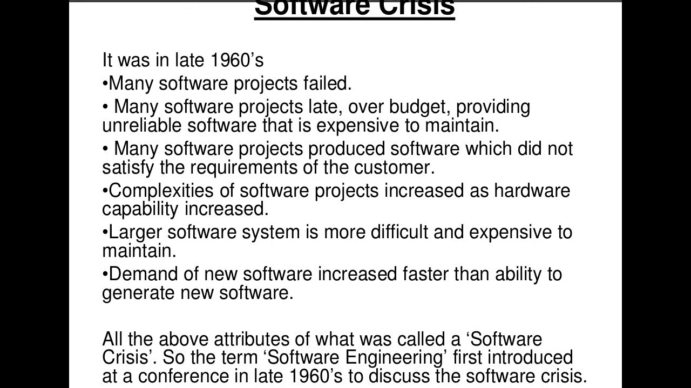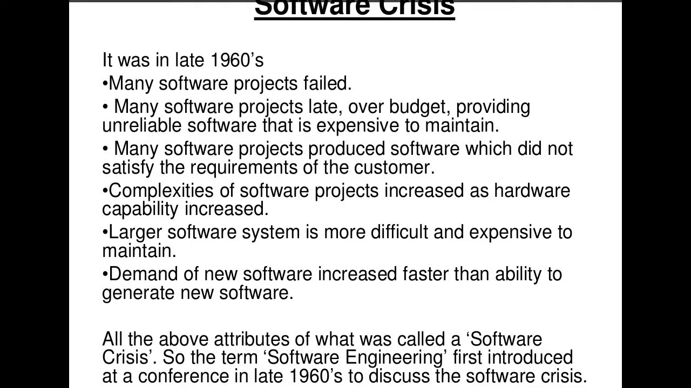Software crisis means, what is software? We know software is a set of programs with proper documentations, and it consists of lots of programs, documentations and procedures. So software crisis means it was in late 1960s many software projects failed.